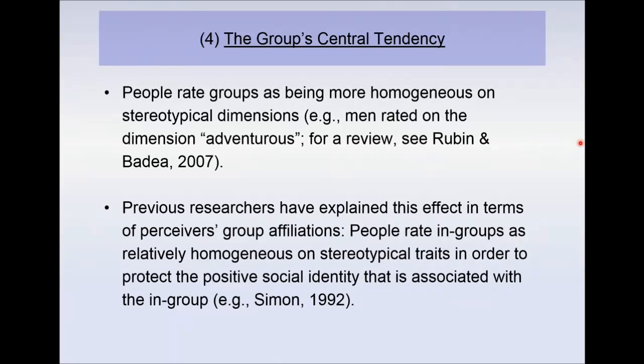And like I was saying before, that really talks about where you perceive the average group member to be on a certain dimension. Previous research has shown that people rate groups as being more homogeneous on stereotypical dimensions where the group's central tendency is high. So, for example, I might rate men as being more homogeneous than women when I rate the two groups on the dimension adventurous, because men's central tendency is higher on that trait.